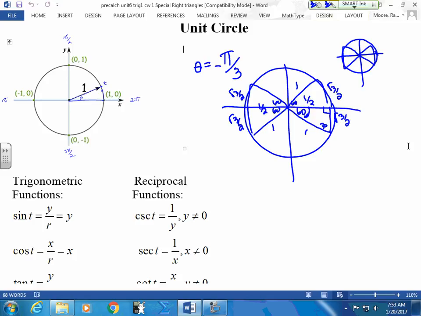Now, what matters is what quadrant you're in. So in this quadrant, is x positive or negative? Is y positive or negative? And a radius is always positive. So from this, can you do your sines, cosines, tangent? Okay, one more.